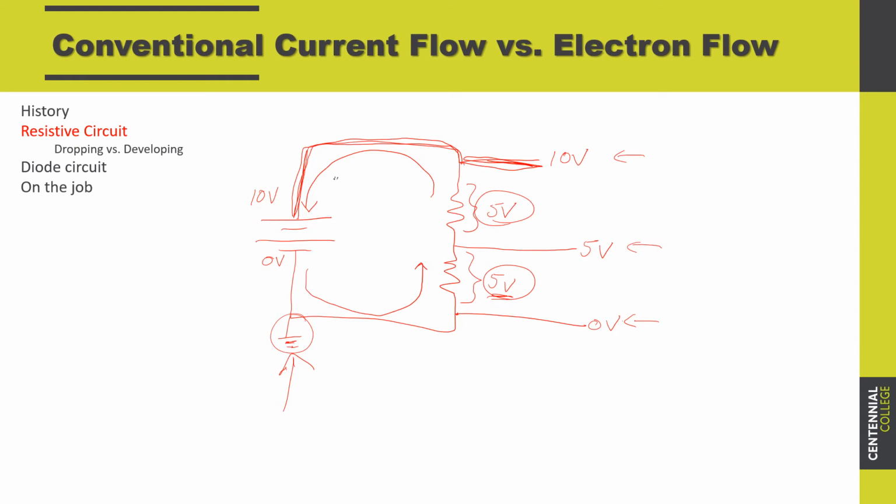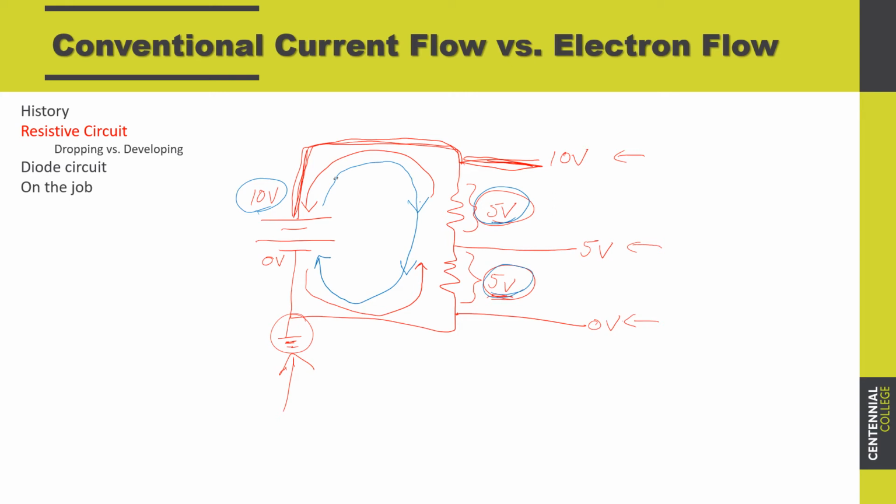I'm going to change my color, and I'm going to tell the same story from conventional current flow theory. So in conventional current flow theory, my current will flow from the positive to the negative. So from the 10 volts, I proceed through my circuit. I go through the two resistors, and I return to the negative terminal of my battery. And when I pass through this resistor, I will drop 5 volts. And similarly at this resistor, I will drop 5 volts.